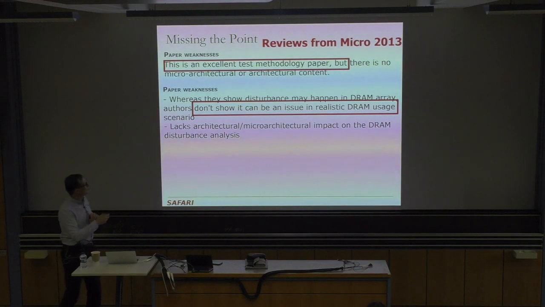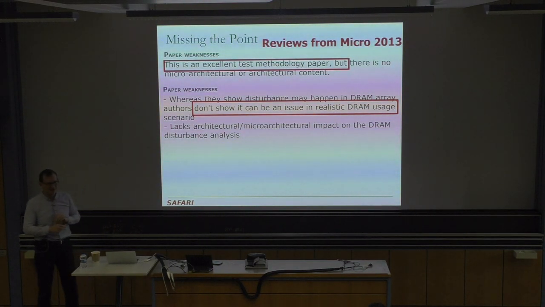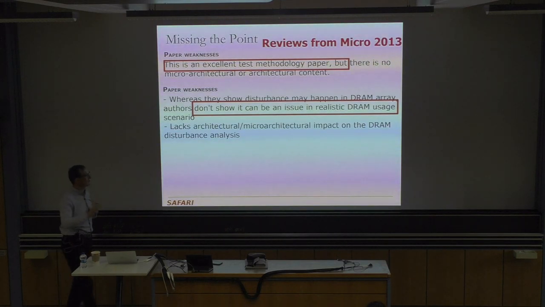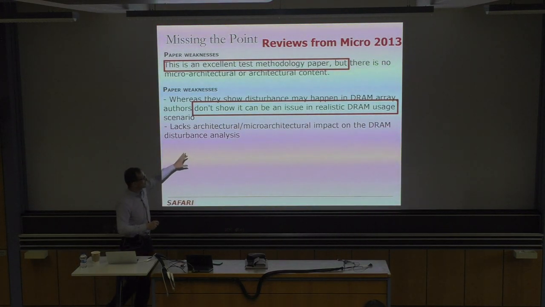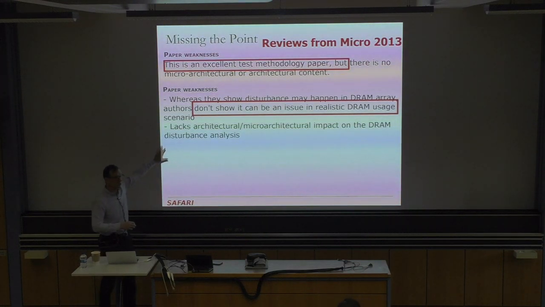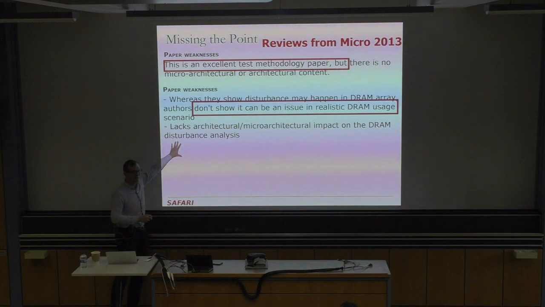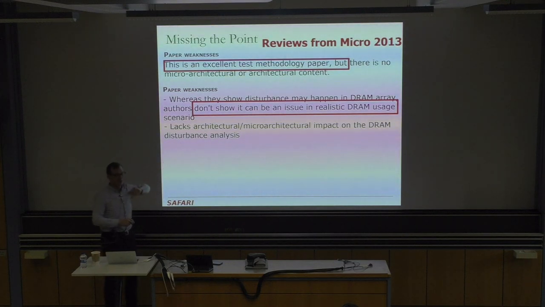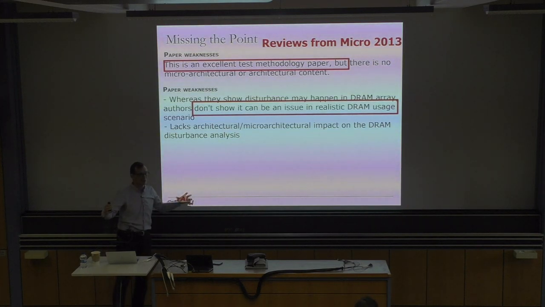The authors don't show it can be an issue in realistic DRAM usage. Now, you've already seen there's many, many works that show that this is a security issue. Maybe it doesn't appear in realistic DRAM usage as much. That could be true. But should this really be the criterion, right? This is very similar to what you said, right? An idea doesn't have to happen only in mainstream cases, right? It could be a security problem.